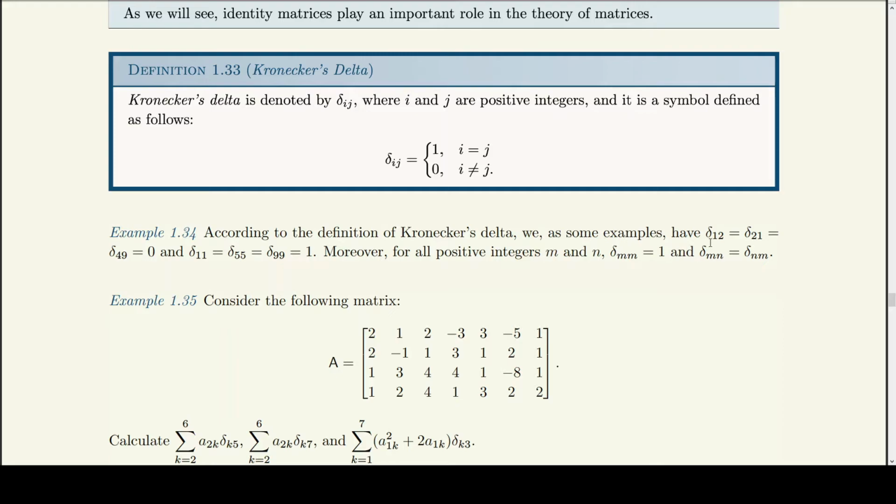So for example, when I ask you what is delta 1, 2, because 1 and 2 are different, you say it is 0. When I ask what is delta sub 2, 1, because again 2 and 1 are not equal, you say it is 0. And when I ask you what is delta 1, 1, 5, 5, 9, 9, whatever I have written here, all of them are equal to 1. Is that clear? So delta mm is always 1, and it doesn't matter if you say delta mn or delta nm, because if m and n are equal, both become 1, and if they are not equal, both become 0.